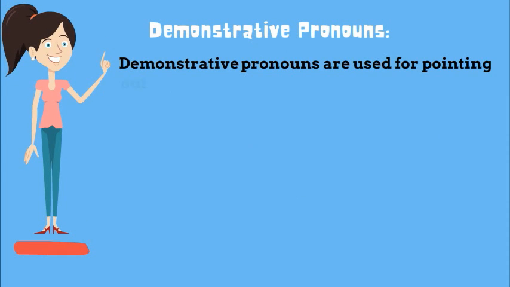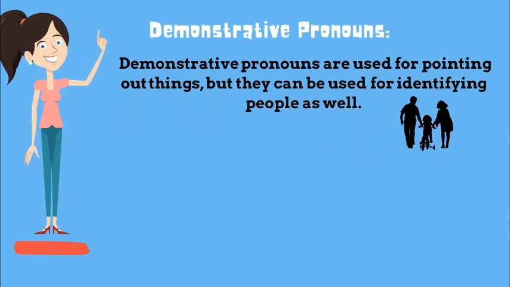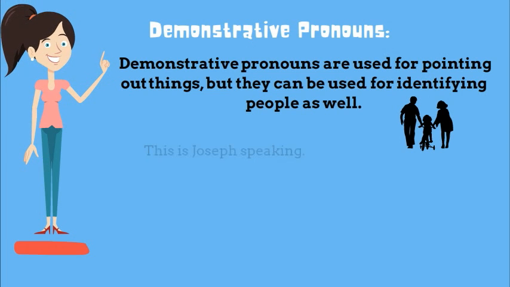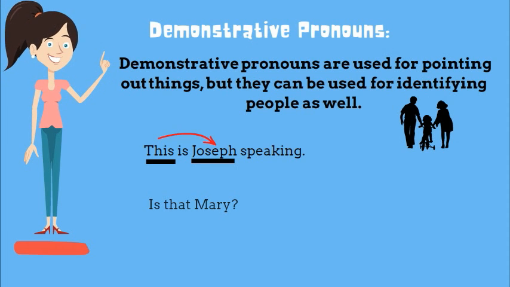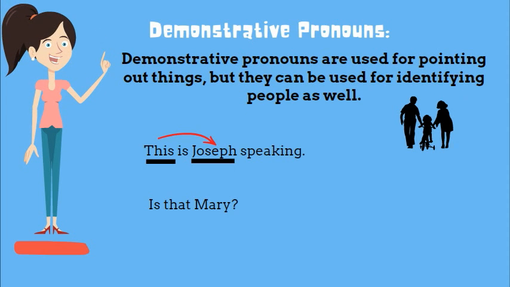Normally, demonstrative pronouns are used for pointing out things, but they can also be used for identifying people as well. Look at these examples. This is Joseph speaking. Is that Mary? This might look like a demonstrative adjective, but if you make the question into a statement, it will read, that is Mary.